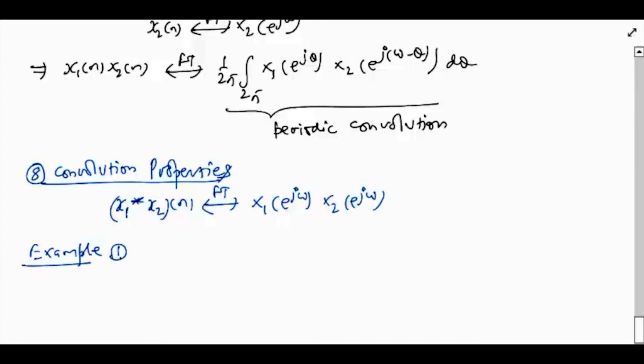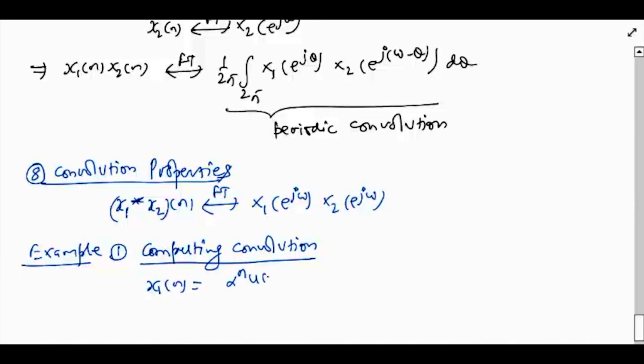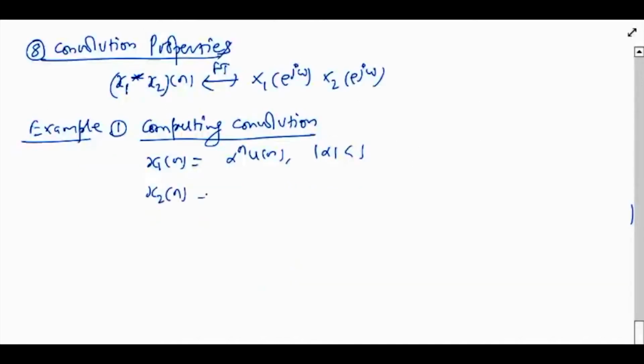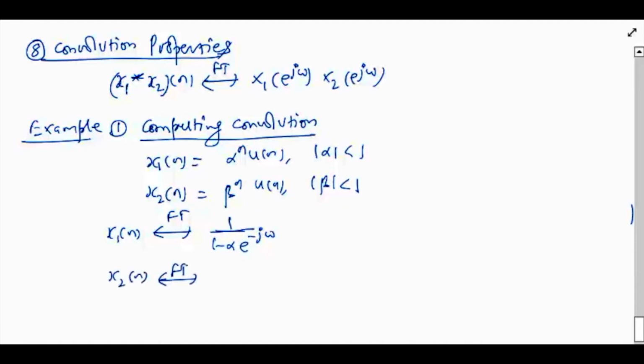In the first example, we will show how we can use this convolution property to calculate the convolution of two signals, that is, computing convolution. So let us assume that x1[n] is α^n u[n], where |α| is less than 1, and x2[n] is β^n u[n], where again |β| is less than 1. We have already seen that x1[n] has Fourier transform 1 over 1 minus α e^{-jω}, and x2[n] has Fourier transform 1 over 1 minus β e^{-jω}.